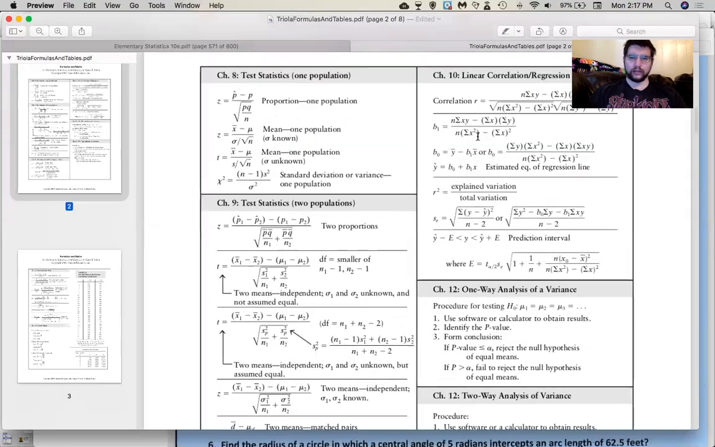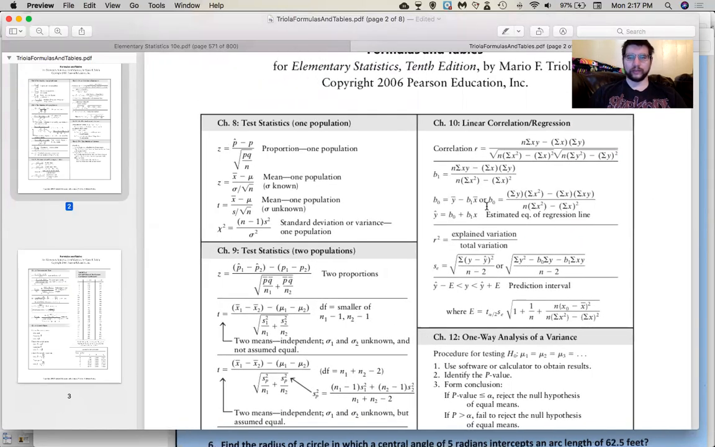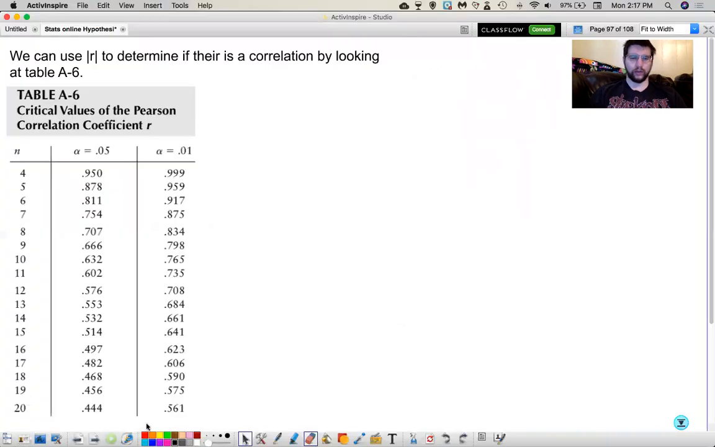And right here, chapter 10, is where all of our formulas are going to be. Yes, they look big and complicated, but it's just sticking numbers in the calculator. It's not bad at all. You can all push buttons.